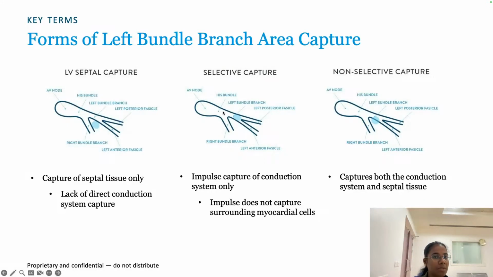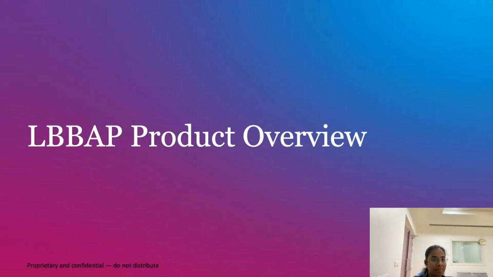So this selective capture is in the left bundle branch area, where we selectively pace only the left bundle cells. In non-selective capture, we cover both. It is a fusion of the septal capture and the selective capture, so it would be a little wider than the selective capture. Either one would be fine compared to our normal conventional pacing.